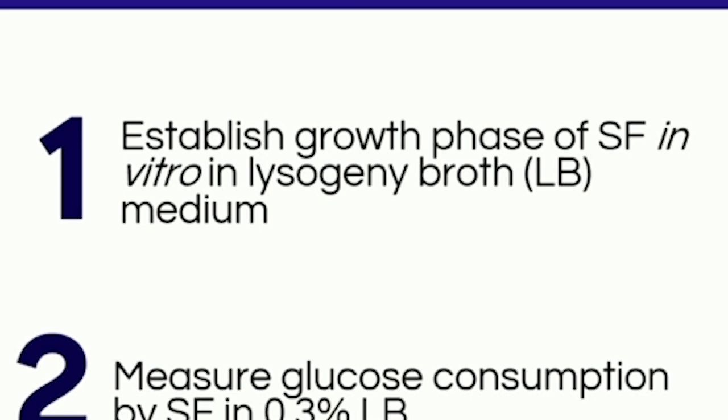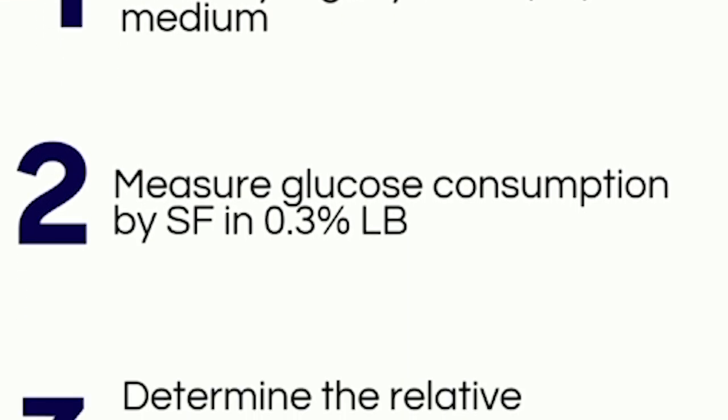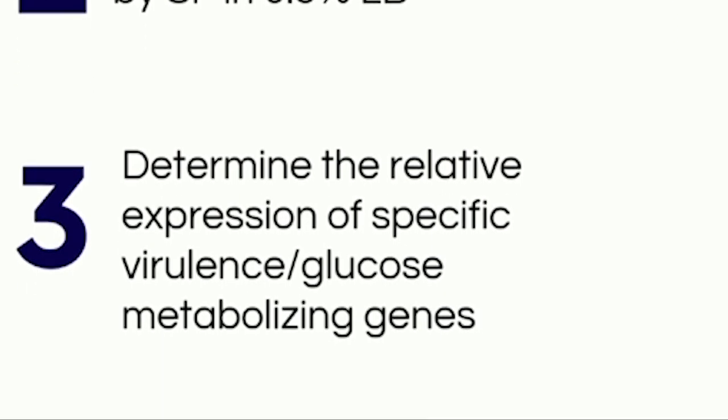We wanted to establish the growth phase of Shigella flexneri in vitro, so in a test tube, in lysogeny broth. And we wanted to measure the glucose consumption over time by Shigella flexneri in a 0.3% lysogeny broth. And based on those same time periods, we also wanted to determine the relative expression of the target genes that I just named, which also are glucose metabolizing genes. So as the bacteria is able to metabolize glucose, it's also able to increase its virulence.